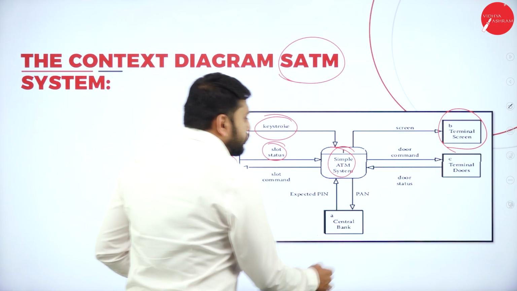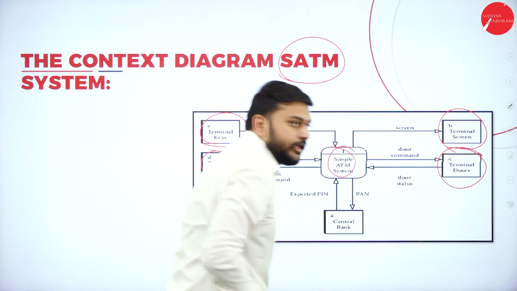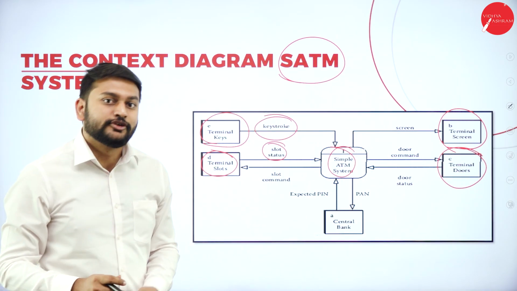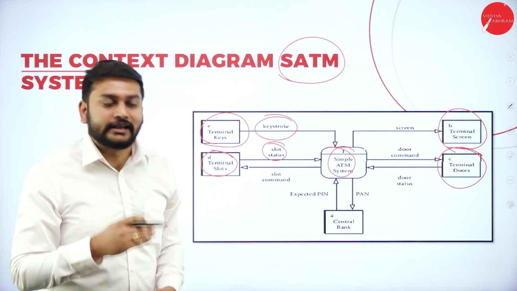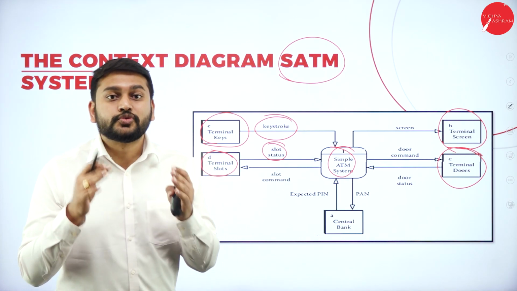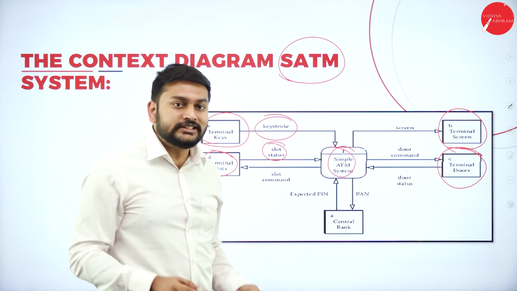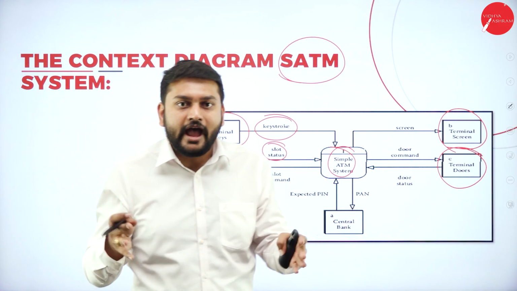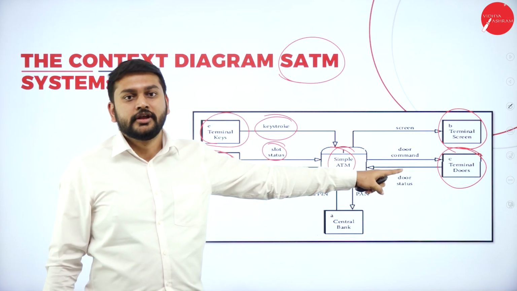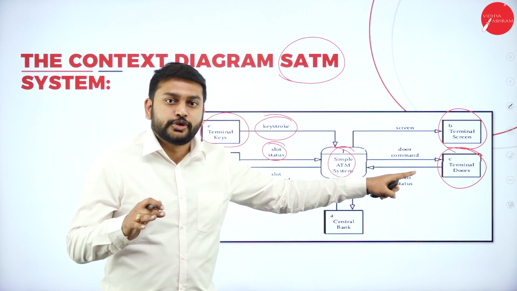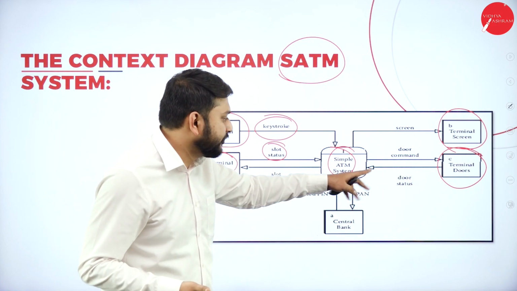Then what is this? This is all about the door. An ATM machine has doors, right? Even the door status is interacting with the machine. Machine means the simple ATM system. So I have the system, and with this system the doors are communicating: open the door and close the door. Open sesame. That's what you need to understand.